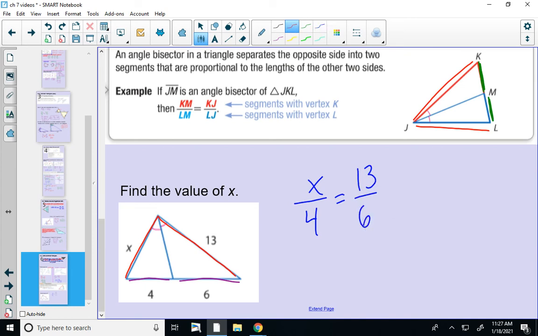I'll need to cross multiply to find x. 13 times 4 will be 52. X times 6 would just be 6x. 52 divided by 6 is going to be like 8 2/3.